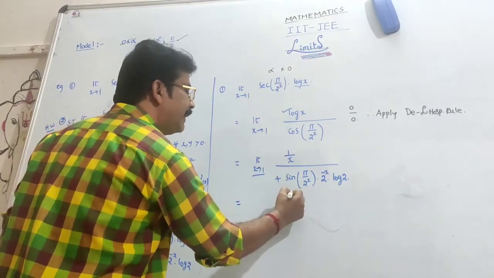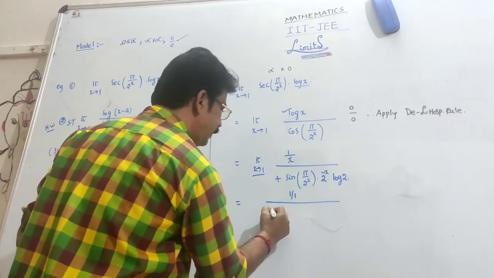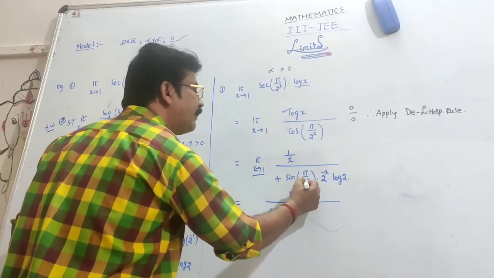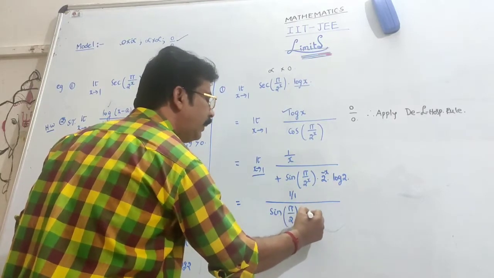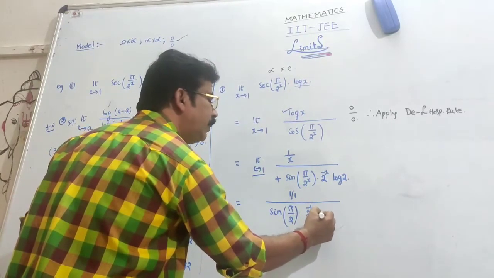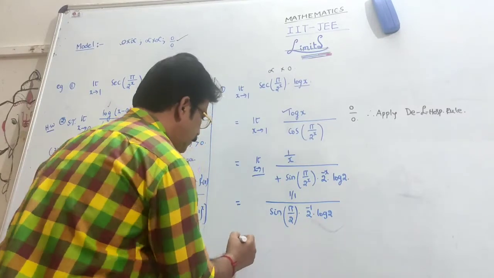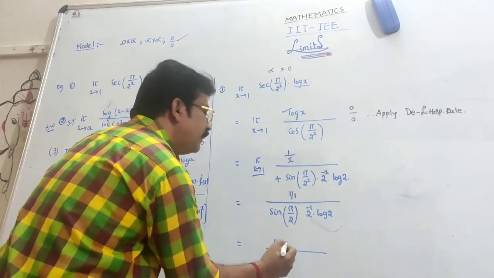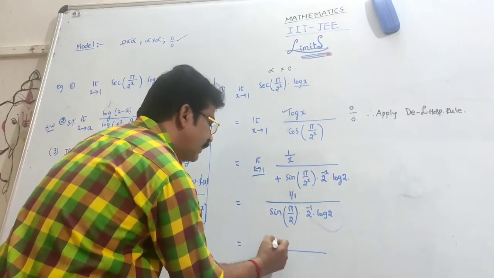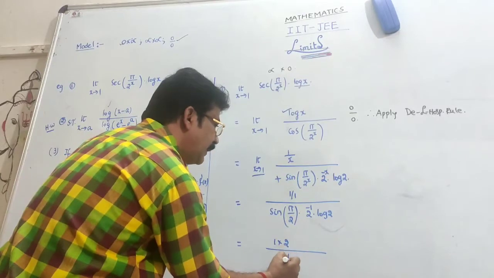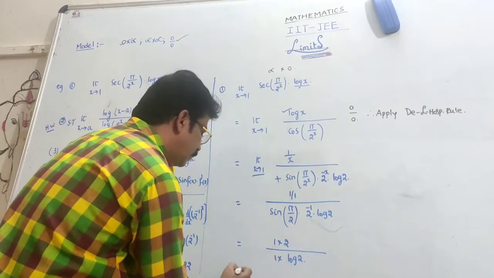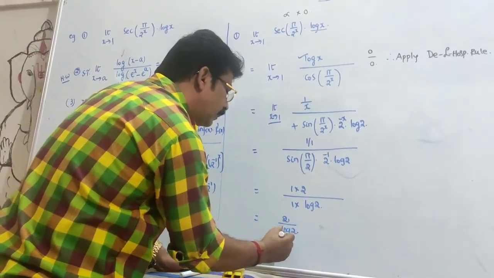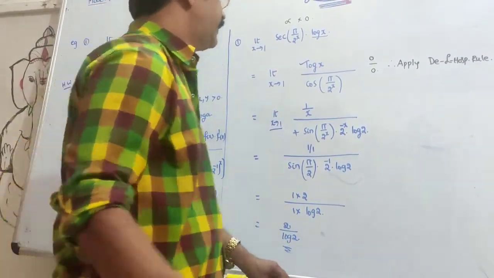It is 1 divided by 1, whole divided by sin of (pi by 2) power x at x equal to 1, pi by 2 into 2 power minus 1 into log 2. So that is equal to 1 by sin pi by 2, which is 1, 2 power minus 1 means it is 1 by 2, so it is 2, and this one is log 2. So the answer is 2 divided by log 2. This is the answer.